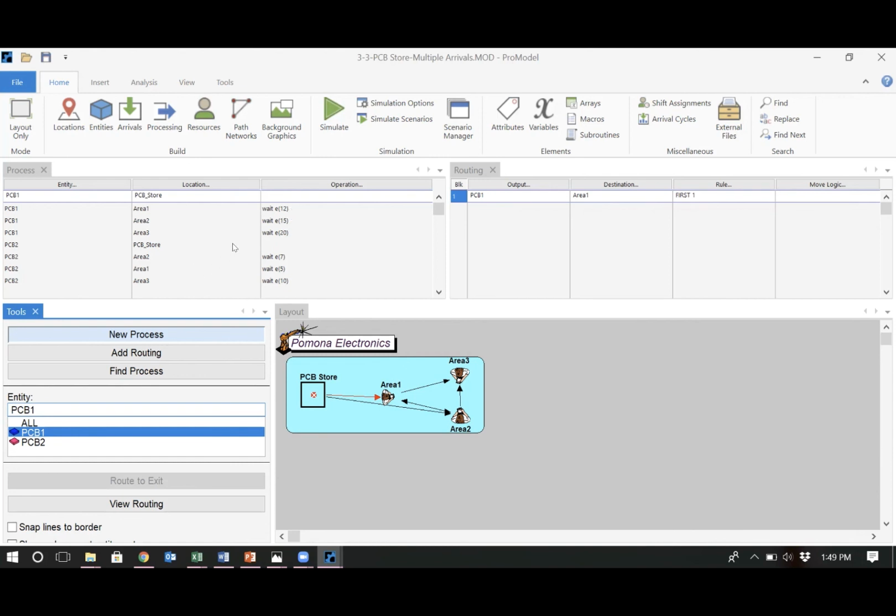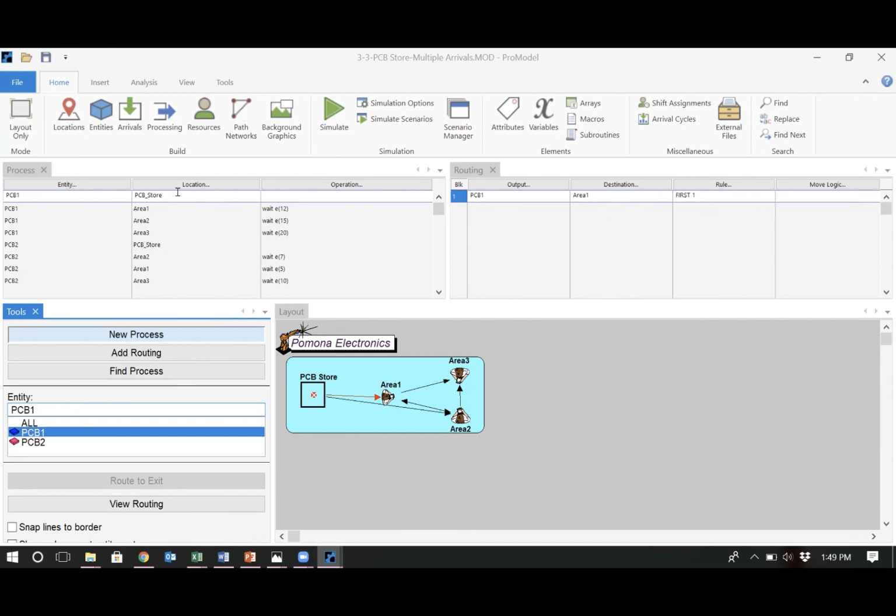Simple processes. So everyone should have been able to put together the processes. And I would always recommend for these scenarios, take care of one PCB first and then go to the next one. Take care of PCB1, put everything for PCB1 and then go to PCB2. Let's go through the routings together.